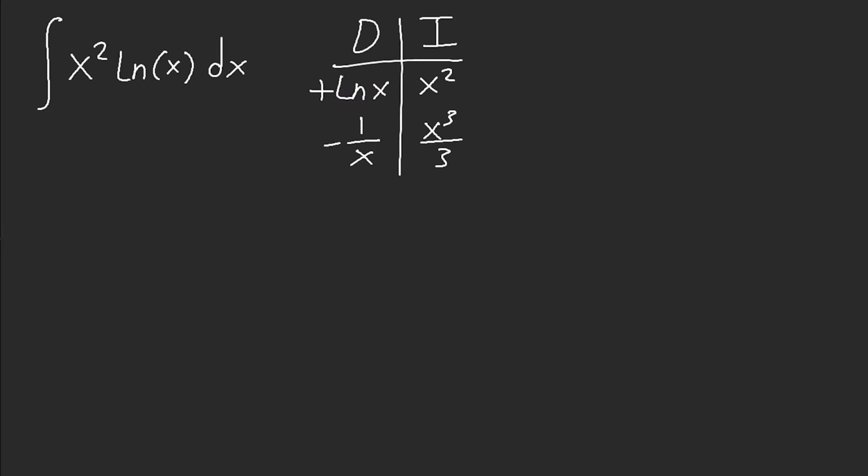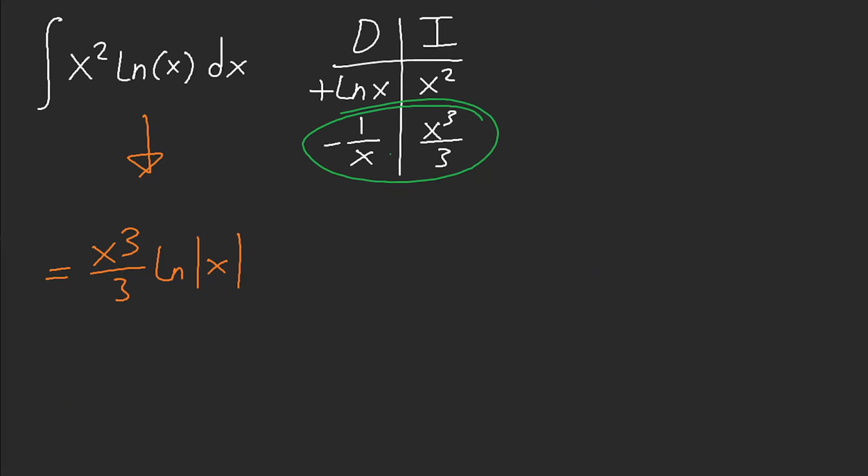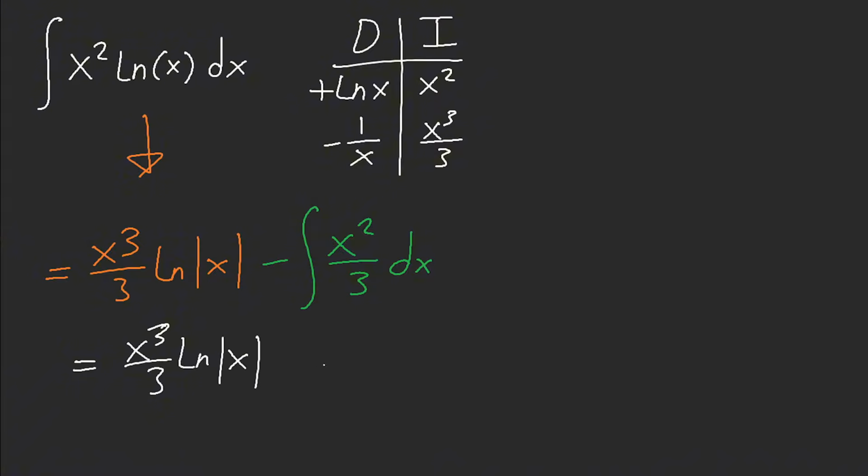So our integral is equal to this times this, x cubed over 3 ln of x. And then this portion here is the integral of the product of these two. So it's minus the integral, this times this will give us x squared over 3 dx. Super easy integral. Our answer is just x cubed over 3 ln of x minus x cubed over 9 plus c.